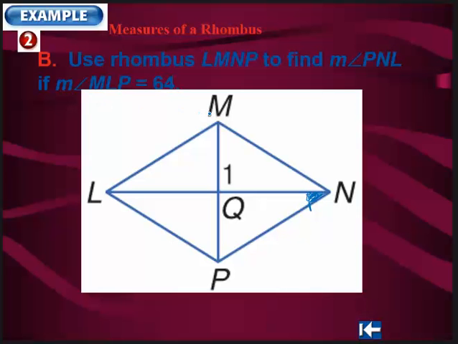If MLP, this whole thing, is 64. Okay, well, I really shouldn't even have to work anything out. I know that my opposite angles are going to be congruent. And then I know that these diagonals bisect the opposite angles. So if this whole thing is 64 over here and it's bisected, then this is going to be 32. Okay, but I needed to know that relationship. I needed to know that it was bisected.